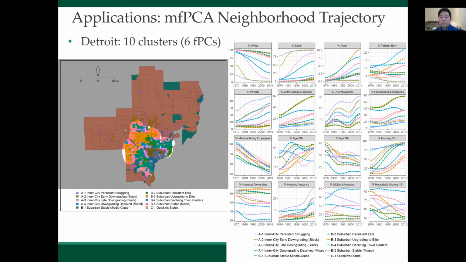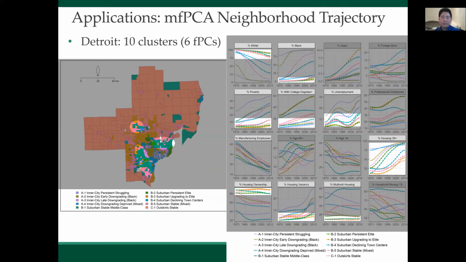Also, we can check the neighborhood trajectories existing in suburban areas. These first neighborhoods are placed immediately outer to the inner city neighborhoods. This trajectory shows suburban stable middle-class neighborhoods. The residents have been in the middle class as the socioeconomic status has been in a stable range, but it has been lower than other suburban elite neighborhoods.